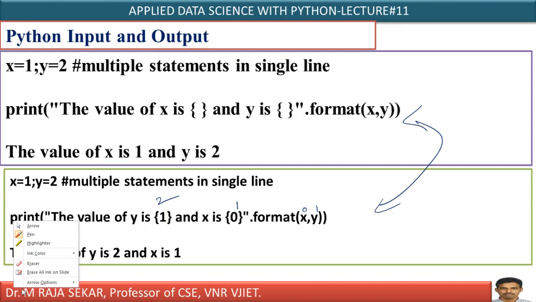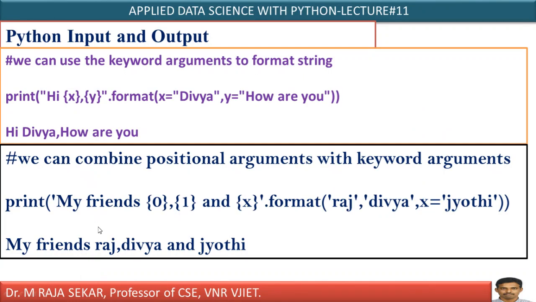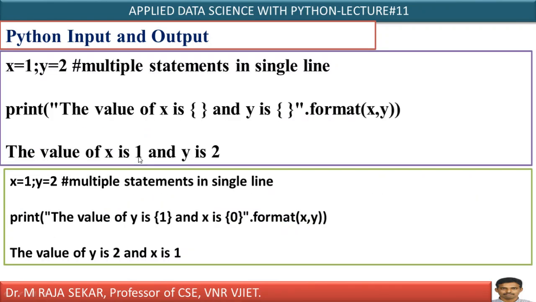That's what it says. It's simple, isn't it? Now, let me proceed. We can use the keyword arguments for formatting strings. Earlier, we used positional arguments. This one is known as the 0th position. X is the 0th position, y is the 1st position. These are known as positional arguments.